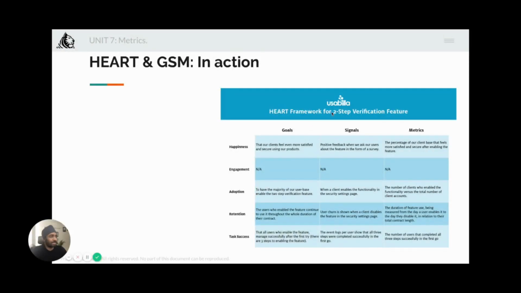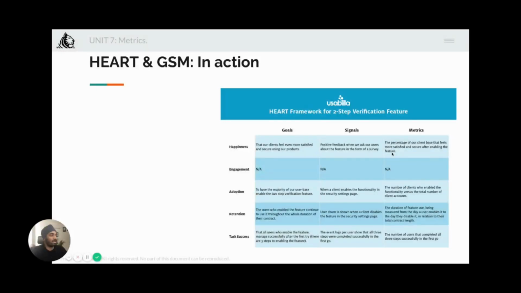Then this is another example that I found, which is about the HEART framework for a two-step verification feature. Right? So what are the happiness goals? That our clients feel even more satisfied and secure using our products, right? So if you're doing two-step verification, every time you do that, you feel that yeah, you are in a secure environment, right? What is a signal? Positive feedback when we ask our users about the feature in the form of a survey. That's a signal.